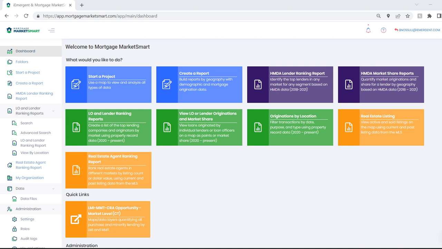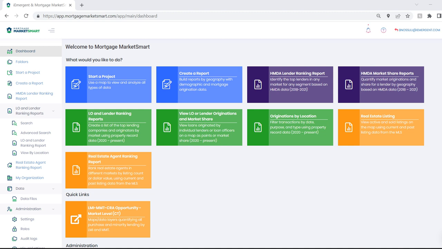And then finally, these two orange tiles have to do with MLS information. This tile allows you to place MLS listings on top of a map, and so being able to see them visually. And then this tile allows you to see who the top agents are in a specific market and be able to toggle between top agents overall, or top agents in low to moderate income census tracts, or top agents in majority minority census tracts, and so on.